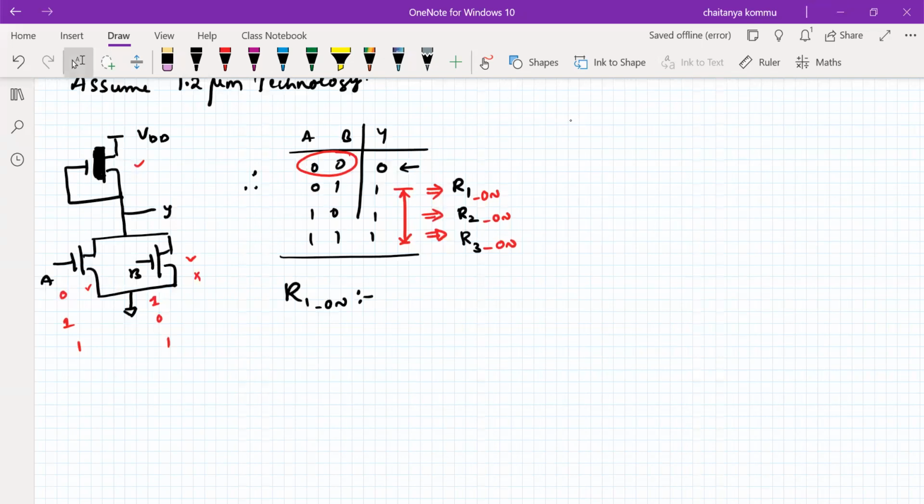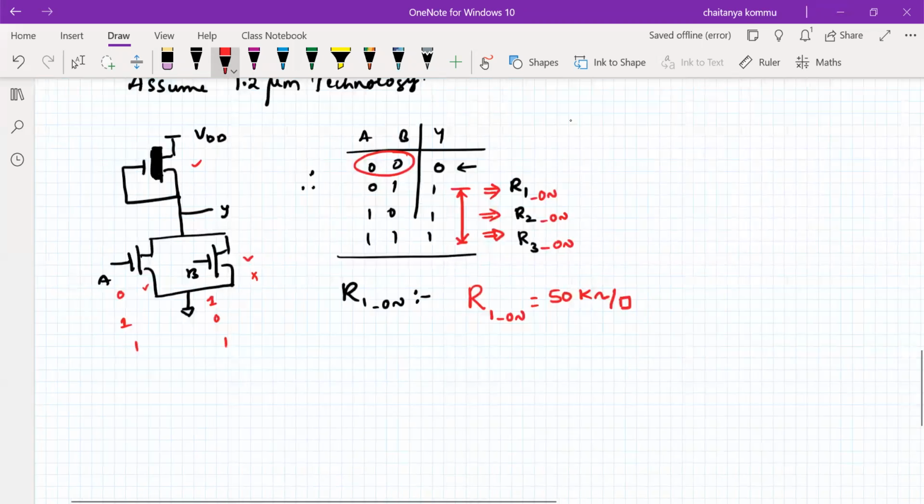As we know, previously we have calculated, it is simply a NOT gate, right? So A is completely off, but B is available. So A does not affect the resistance of the B, okay? Therefore, simply I can write R1 on is equal to 50 kilo ohms per square. Agreed? So it is a simple inverter, right? So that's what we can write.